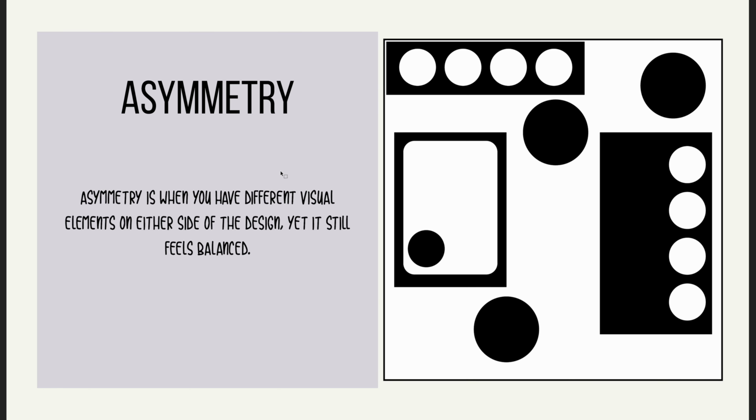Asymmetry is when you have different visual elements on either side of your design, so it's not symmetrical, but yet you still want it to feel balanced. But this one you cannot cut one way or the other. It wouldn't be symmetrical in any way, right?